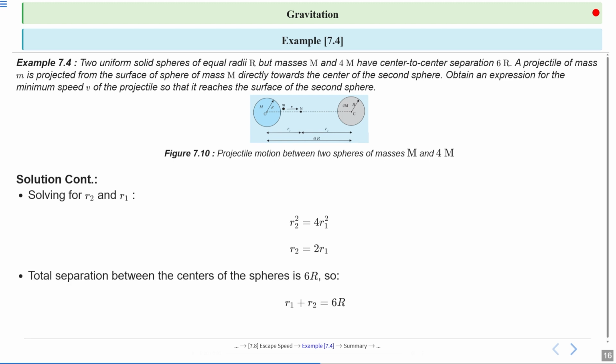So total separation between the centers of these spheres is 6r. This equation allows us to find the individual distances r1 and r2 by substituting the relationship. Alright, so r1 plus r2 is equal to 6r.